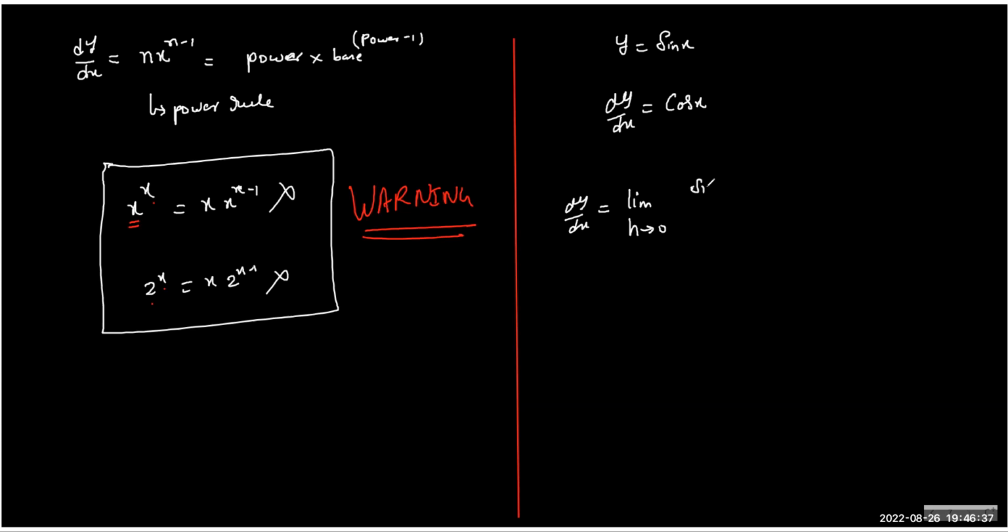Sine of x plus delta x minus sine x upon delta x. Very good. Now this is the sine of a plus b formula, which we know how to expand, right? Yes, sir. So what we can write? Sine a cos b plus cos a sine b, with a as x and b as h.